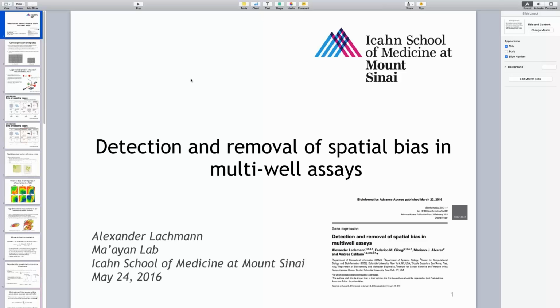So I was working with the L1000 data for the last couple of years, looking basically at some spatial patterns that I detected, and so I guess I can go right in.